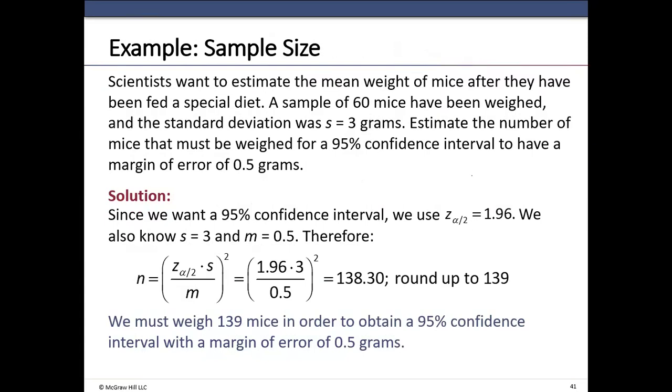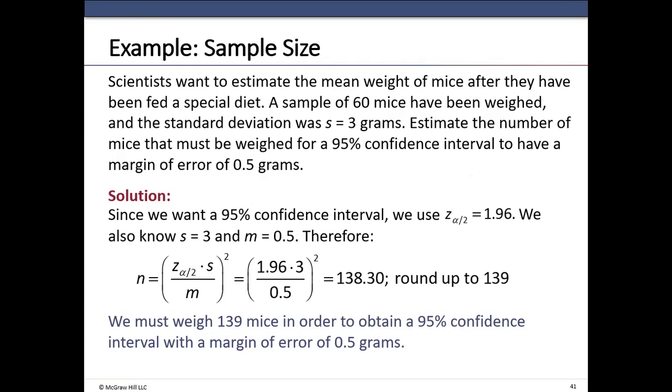So here is the problem. Scientists want to estimate the mean weight of mice after they have been fed a special diet. A sample of 60 mice has been weighed, which is greater than 30. Sample standard deviation S is 3 grams. Estimate the number of mice that must be weighed for a 95% confidence interval to have a margin of error 0.5. Now for 95% confidence interval, critical value of Z or Z alpha by 2 is 1.96.